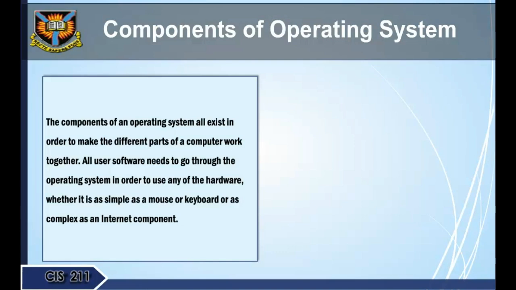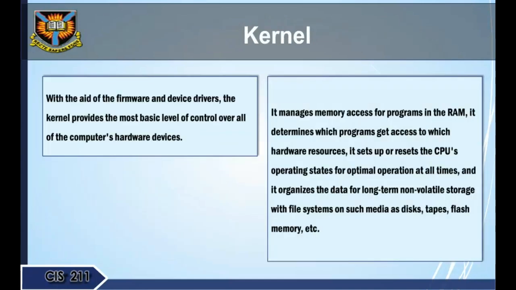Components of operating system. The components of an operating system all exist in order to make the different parts of a computer work together. All user software needs to go through the operating system in order to use any of the hardware, whether it is as simple as a mouse or keyboard or as complex as an internet component.